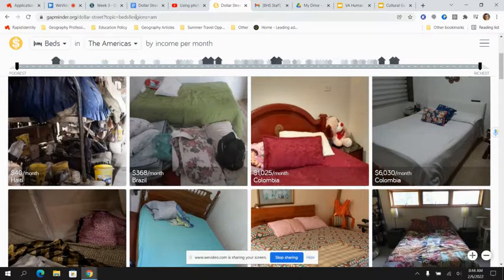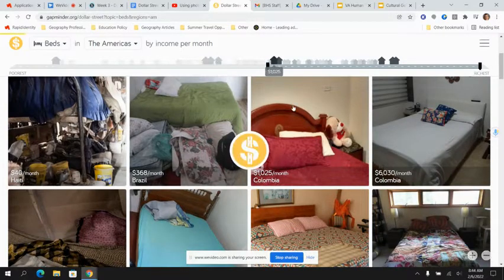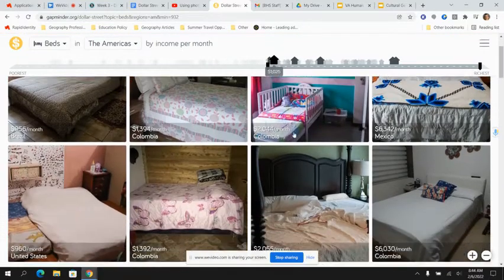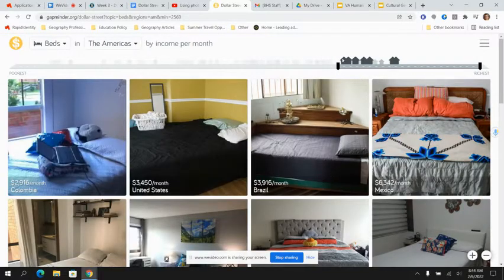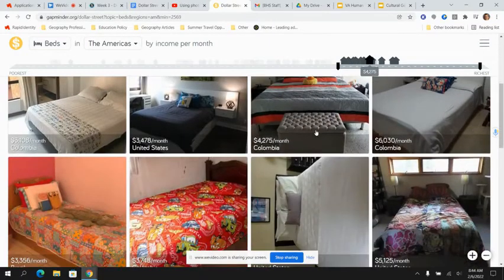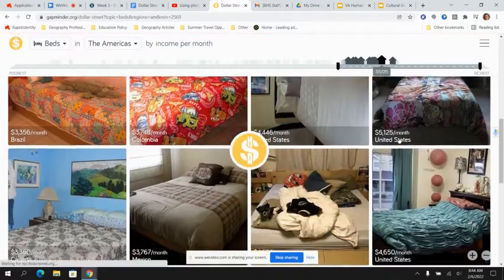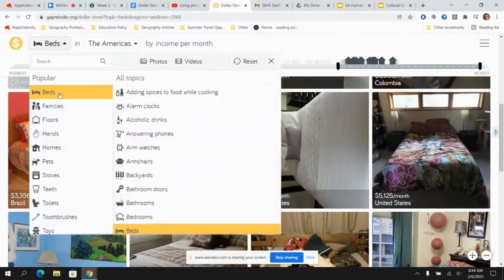So then you also can change it where now we're just going to take a look at the wealthier beds, and we're going to change it so we're only looking at families that make a certain amount of money a day. They're still all living in the Americas, and we're seeing a lot of similarities. Doesn't matter if they're living in Colombia or the United States, beds look pretty much the same.